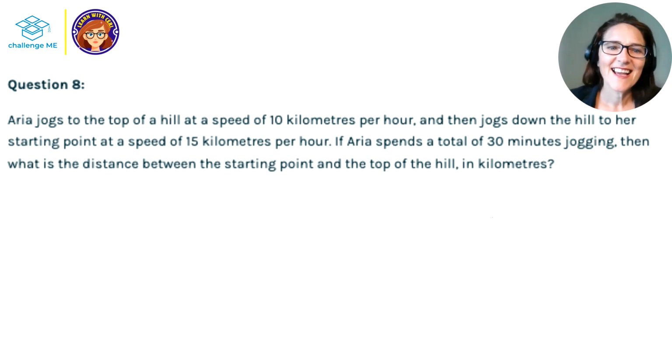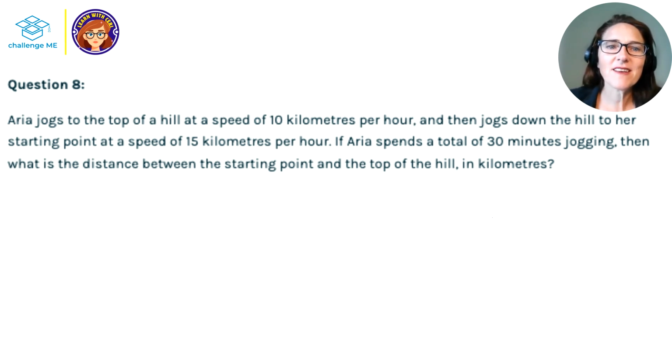Question 8. Aria jogs to the top of a hill at a speed of 10 kilometers per hour and then jogs down the hill to her starting point at a speed of 15 kilometers per hour. If Aria spends a total of 30 minutes jogging, then what is the distance between the starting point and the top of the hill in kilometers?